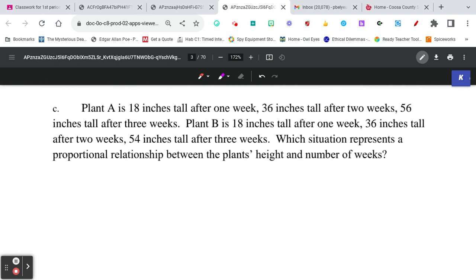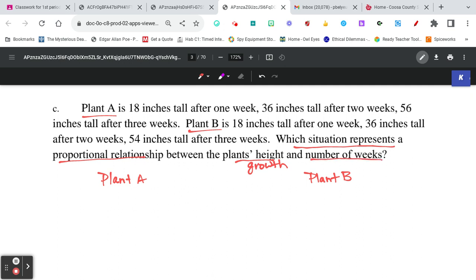All right, let's take a look at C, and we're going to see which one of these plants, plant A or plant B, has growth that remains constant every week, I believe. Yes, it's every week. Now, if your plant growth remains constant, you say it's proportional. If the plant growth doesn't remain constant, it's not proportional. All right, so it says plant A, and I know we got plant A and plant B. And we're trying to see which situation represents a proportional relationship between the plant's height, which is the plant's growth, and the number of weeks.